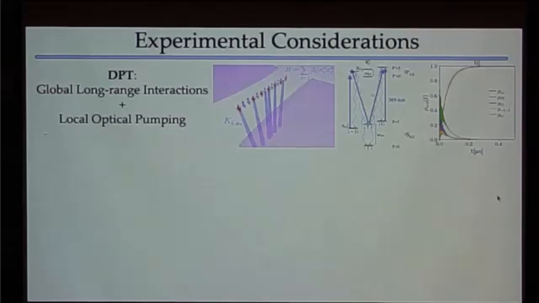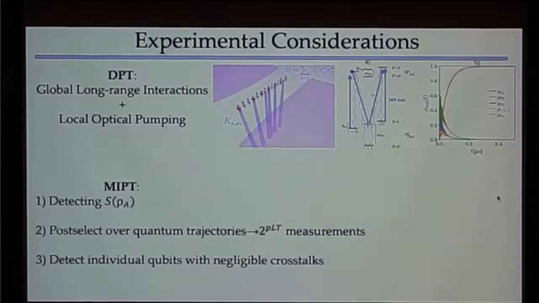In terms of experimental considerations for this dissipative phase transition, we can go more into the details, but basically with optical pumping, we can reset the spin with negligible crosstalk. After a few photons, spins are basically down. And we don't need to do any post-selection in this case. For the measurement-induced phase transition, there are a number of challenges.